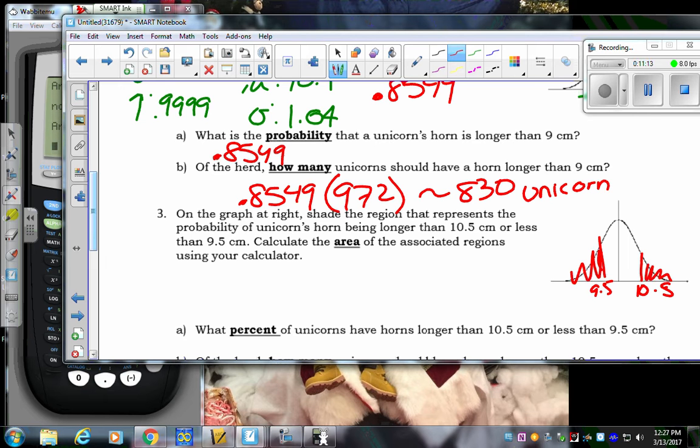For option number one, I need to find the area of both sections, and then add them together. So for the 9.5, I'm going from negative 9,999 up to the 9.5. My mean is 10.1, so it's still the same situation. And then I would find the area of the upper side. So that one's going to be lower 10.5 to positive 9,999.